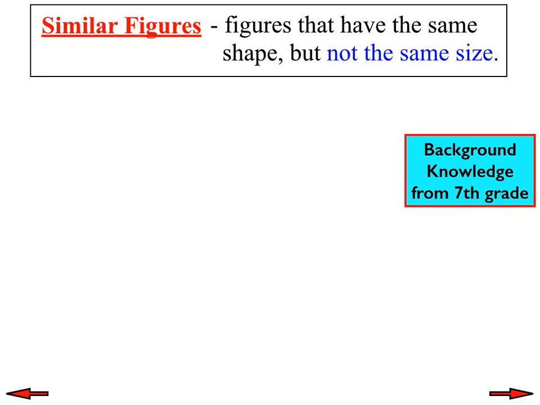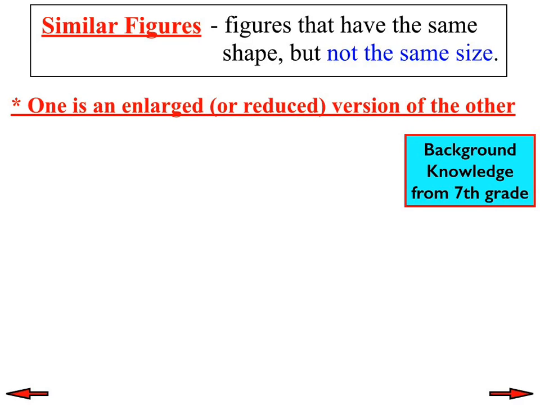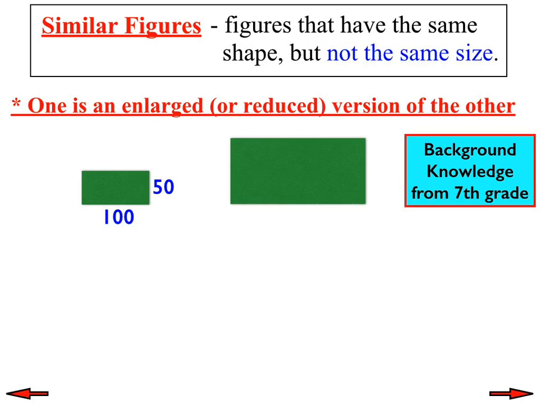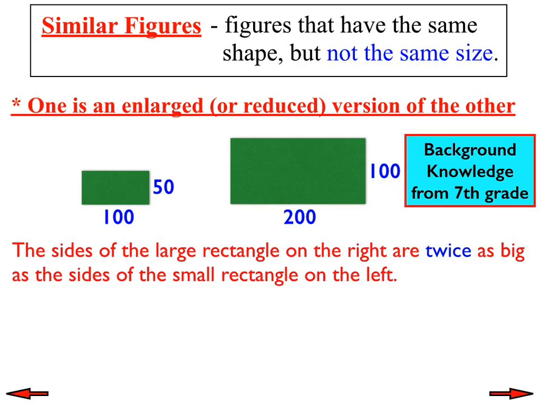All right, similar figures. This is a slide from 7th grade, no matter what class you were in. Figures that have the same shape but not the same size. In other words, one is an enlarged or reduced version of the other, and I kind of just mentioned that when we're defining dilations. So here we have a rectangle that is 100 by 50, and here I have an enlarged version of that that is 200 by 100. In other words, the rectangle on the right is clearly bigger than the one on the left. In fact, the sides are twice as big.